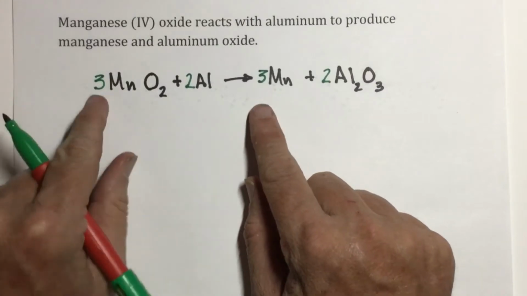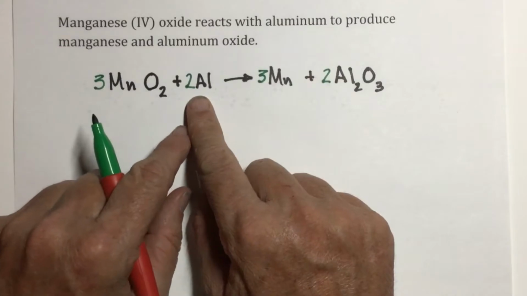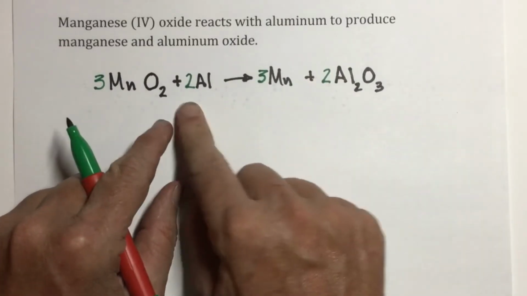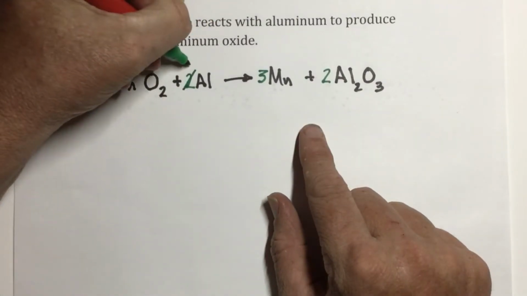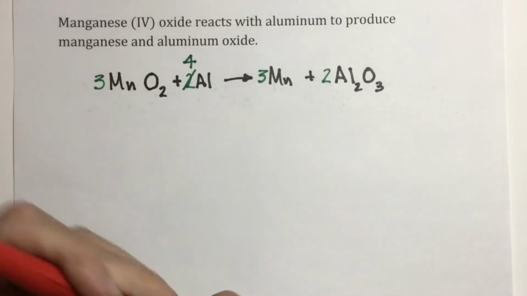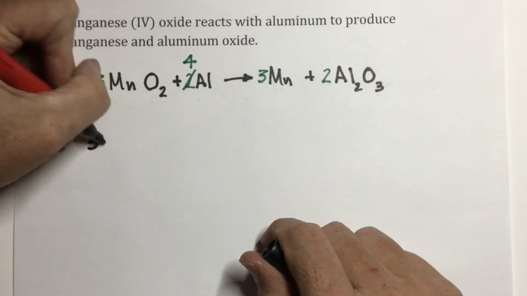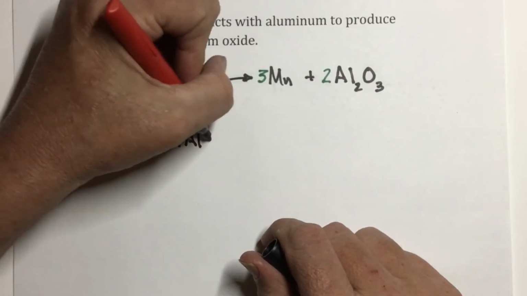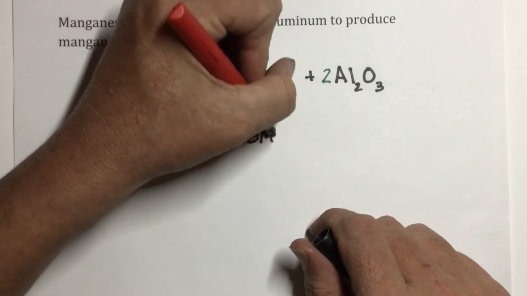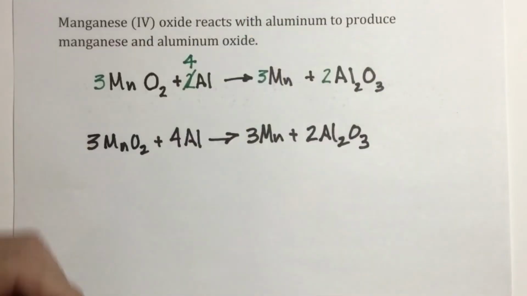So let's see. I have 3 manganese. I have 6 oxygens. But you see here, when I first put this 2 there, that was before I figured out my oxygens. So you see now I have 4 aluminums. So this needs to now be a 4. So my final answer should be 3MnO2 plus 4Al yields 3Mn plus 2Al2O3. There we go.